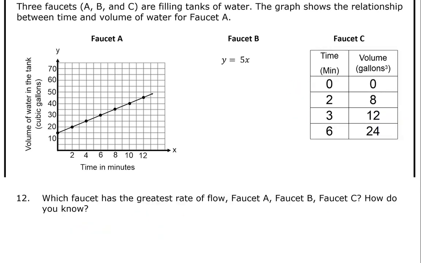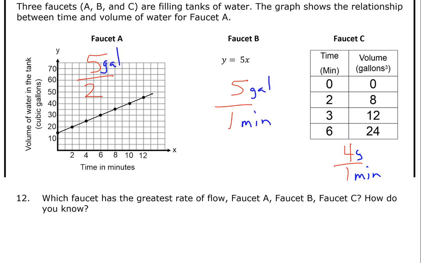Now let's recap. The first one was 5 gallons every 2 minutes, the second one was 5 gallons every 1 minute, and the third one, faucet C, was 4 gallons every 1 minute. Right, so let's put those labels in. Gallons per minute, gallons per minute, gallons per minute. So these both have unit rates. So let's turn this one back into a unit rate. Remember, it was 2.5 gallons per 1 minute. Now I can compare to find out who has the greatest rate of flow, because they're all unit rates now.